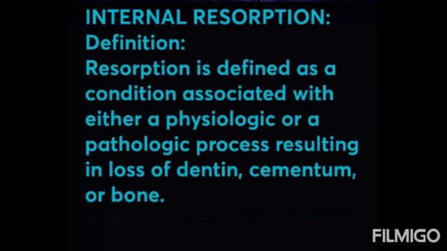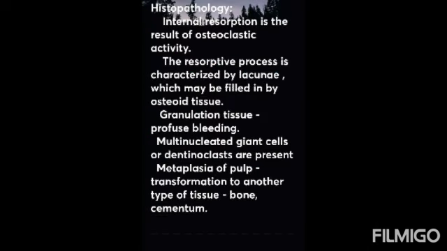So internal resorption is an idiopathic, slow or fast progressive resorptive process occurring in the dentin of the pulp chamber or in the root canal of the teeth. So this is internal resorption. It is loss of dentin, cementum or bone, and it is an idiopathic, slow or fast progressive resorptive process.